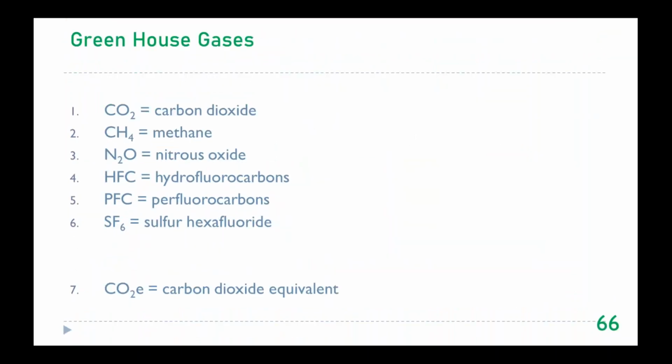The greenhouse gases all become CO2 equivalents, carbon dioxide equivalents. Not that carbon dioxide is the only pollutant; there are other pollutants. These are the main pollutants. There are many others, hundreds actually, but all of them can be converted into CO2 equivalents, and that's why we use CO2 equivalents as the key metric for any greenhouse gases.